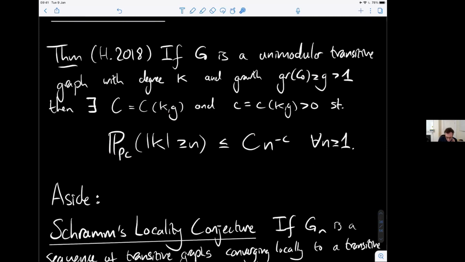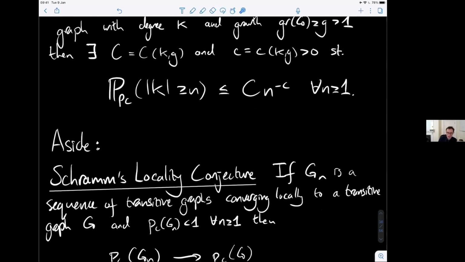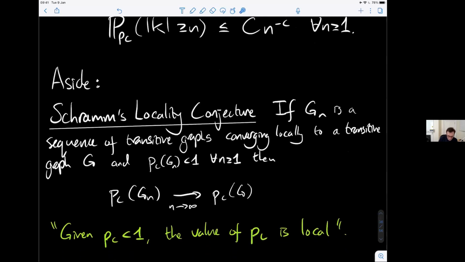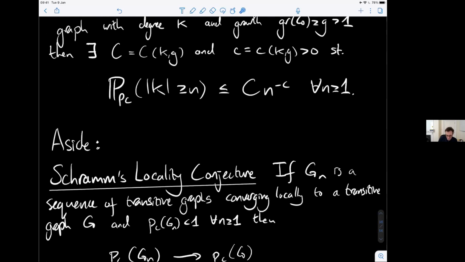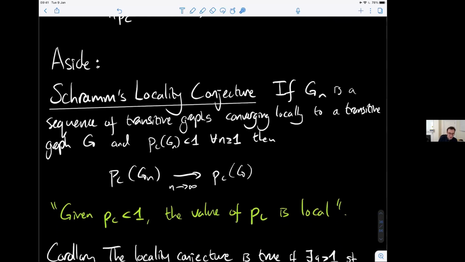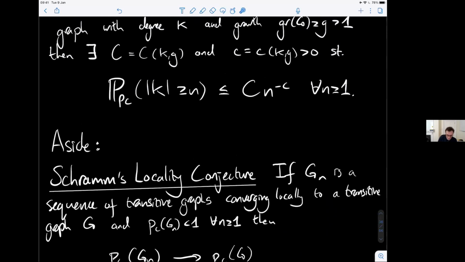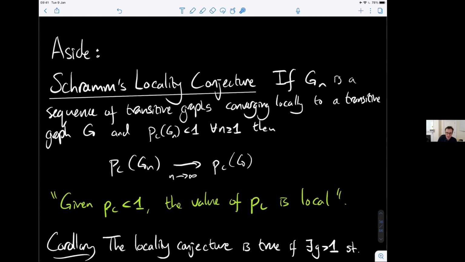Now, the reason why I've stressed that these constants only depend on the growth and the degree is that this theorem has a nice corollary of resolving what's called Schramm's locality conjecture for pc in the exponential growth case. But before telling you about the proof of this theorem, I want to briefly talk about this conjecture because it's a really nice conjecture, and explain how we deduce that the conjecture is true in the exponential growth case from this theorem.